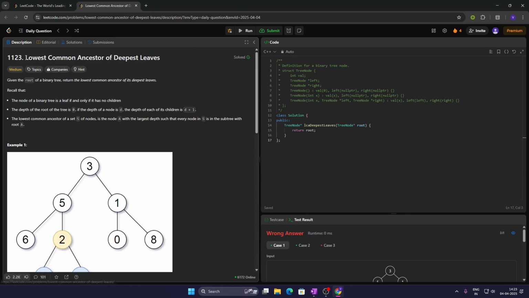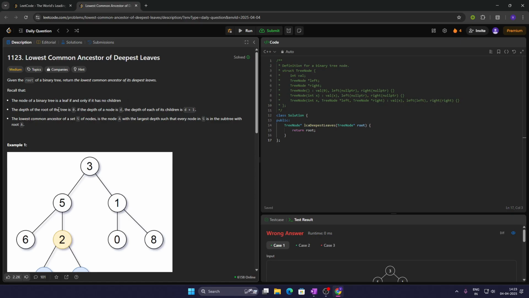In this video, we will solve the LeetCode daily question. That is the lowest common ancestor of the deepest level. The question states that given the root of a binary tree, return the lowest common ancestor of its deepest level. It is given some points, like a node of a tree is a leaf if and only if it has no children.